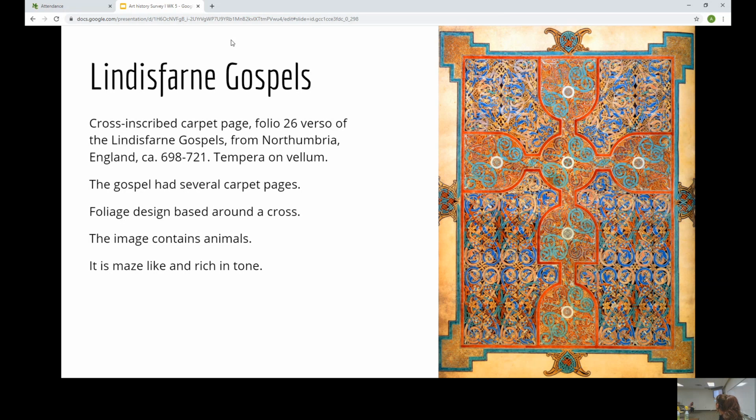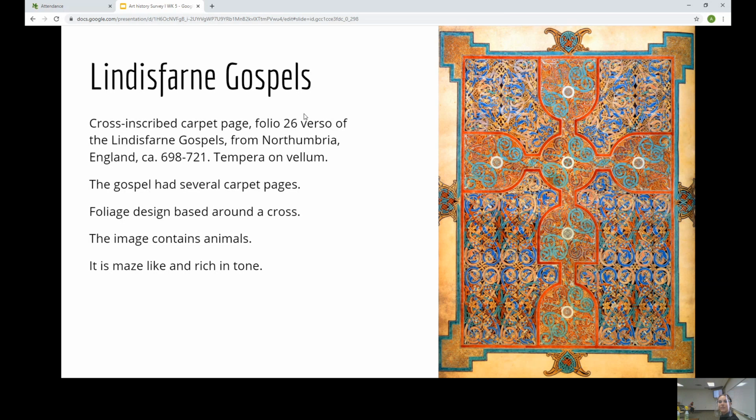Yeah. This is the Lindisfarne Gospel. This is one of the carpet pages from the Lindisfarne Gospel, found in Northumbria, England. It's still in England today. Most of these also are tempera on vellum. That's going to be a common theme throughout illuminated manuscripts. There is going to be a point in time when I stop typing that too, because it's all the same thing: tempera paint on vellum.